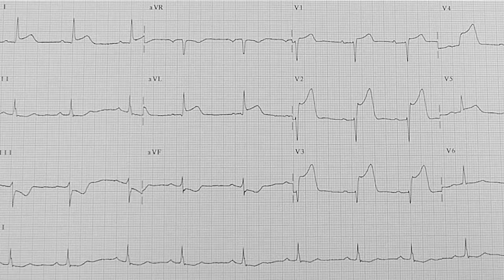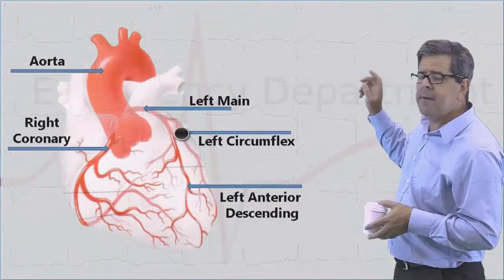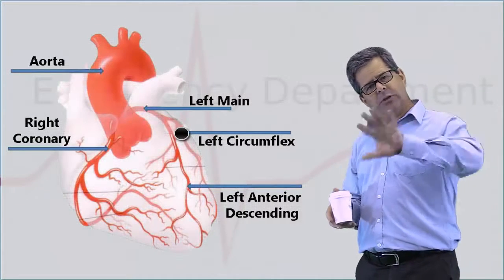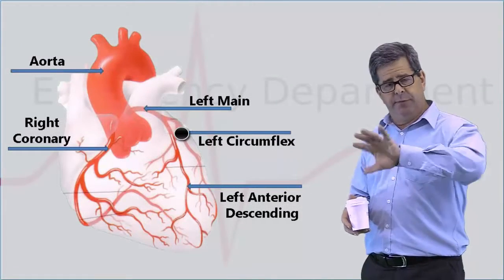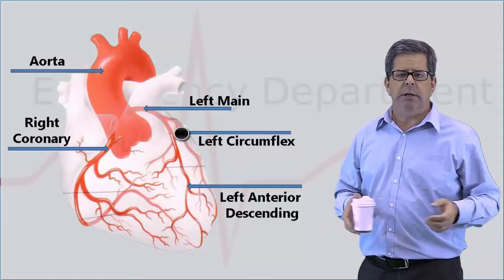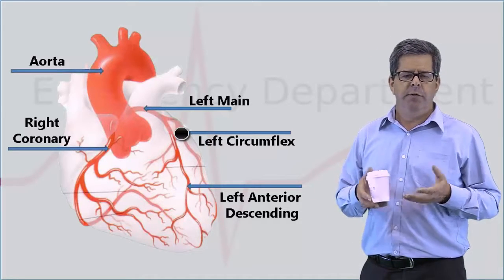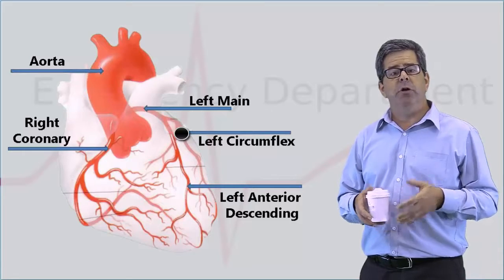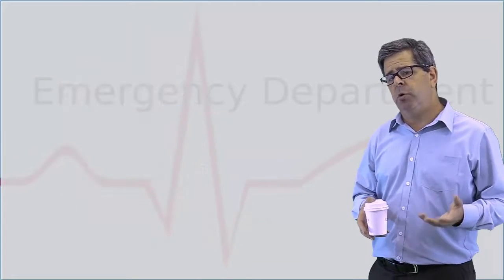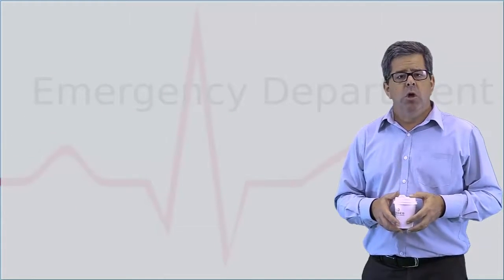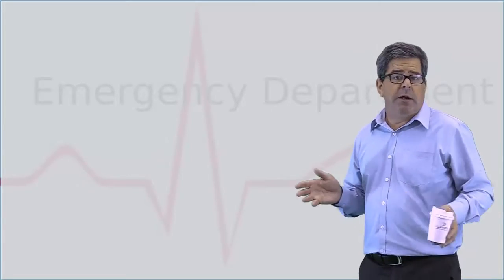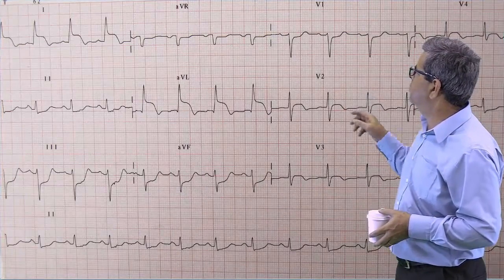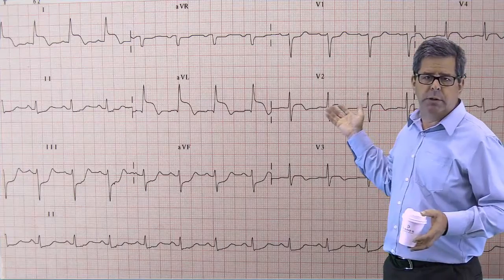What about if we obstructed it in the left circumflex, just around here? Here it supplies the lateral aspect of the left ventricle, so not surprisingly it's less of the ventricular mass, and therefore you don't tend to come in with cardiogenic shock and pulmonary edema. You will see something like this on the ECG: ST elevation in 1 and AVL, the lateral leads.